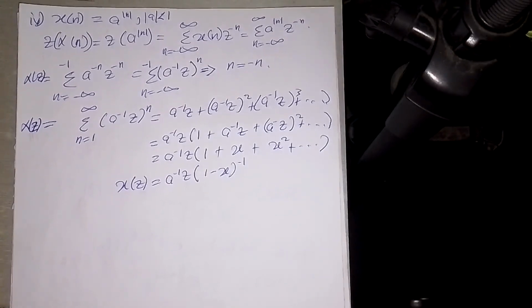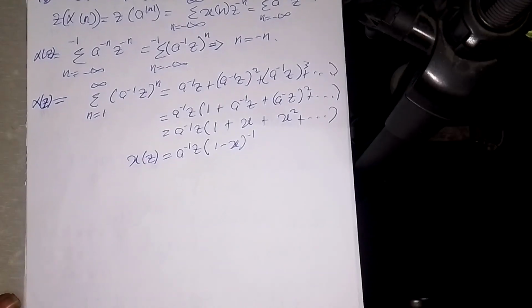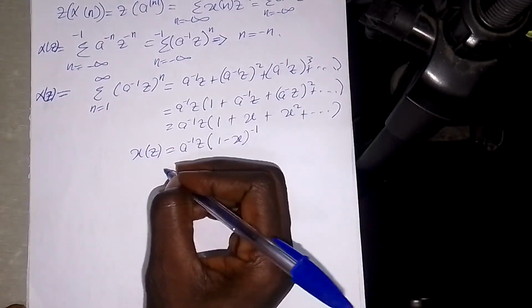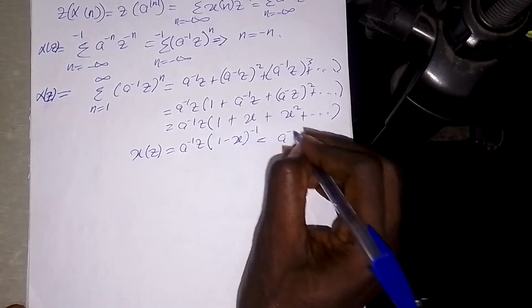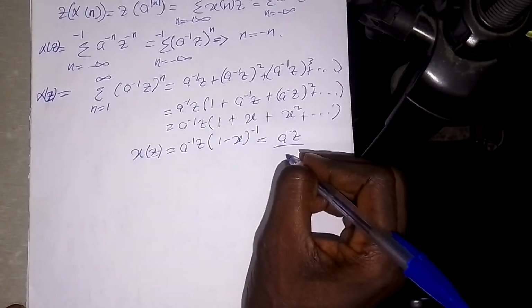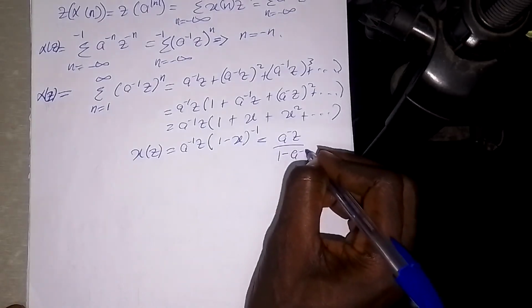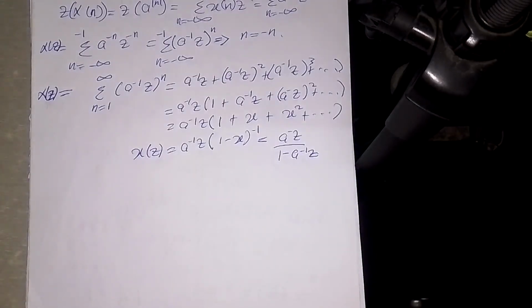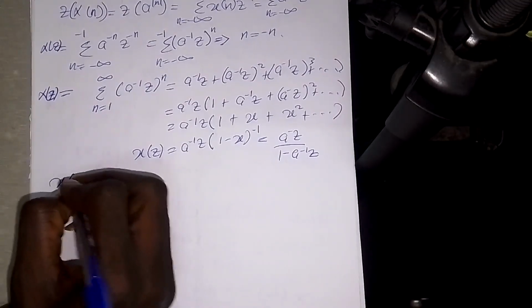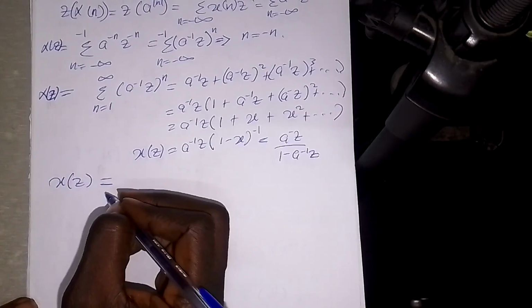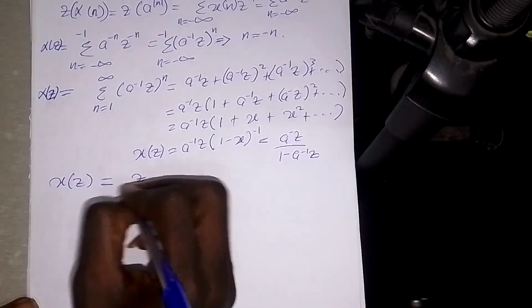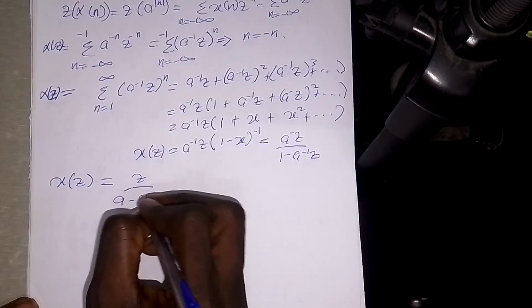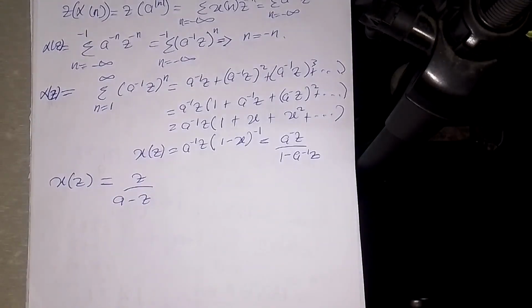So now if my X of z is equal to this one, then I can have a^-1 z over 1 minus a^-1 z. If I multiply through by a, I'm going to have z over a minus z. So that is what I am going to actually have.